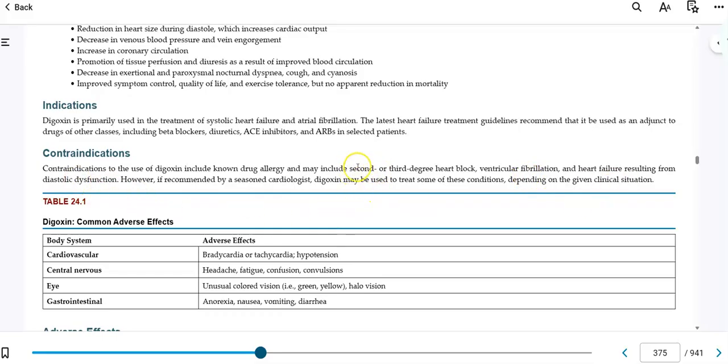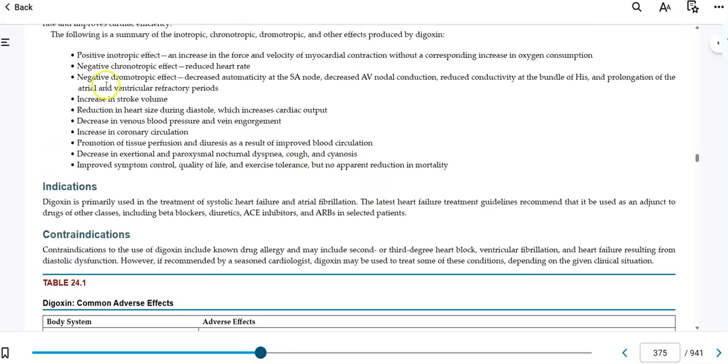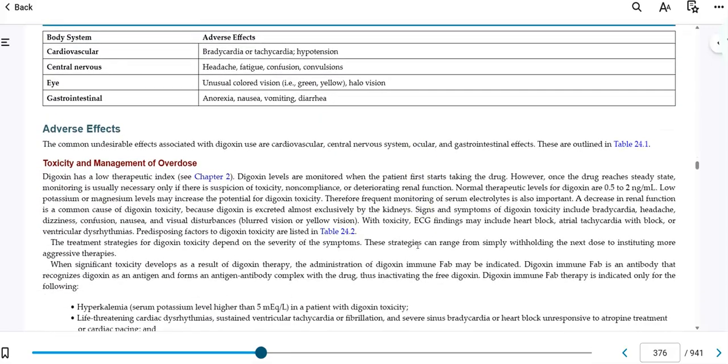I specifically wanted to look at these because we mentioned it has a negative chronotropic effect. That's why we can't give it to someone with a heart block, because their heart rate's already slow. So we want to make sure that's not the case with those individuals.